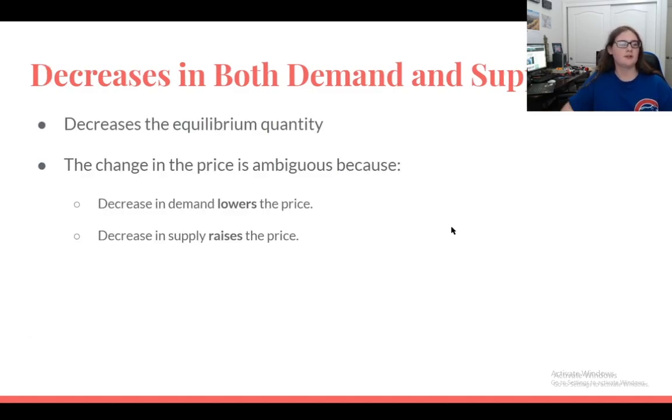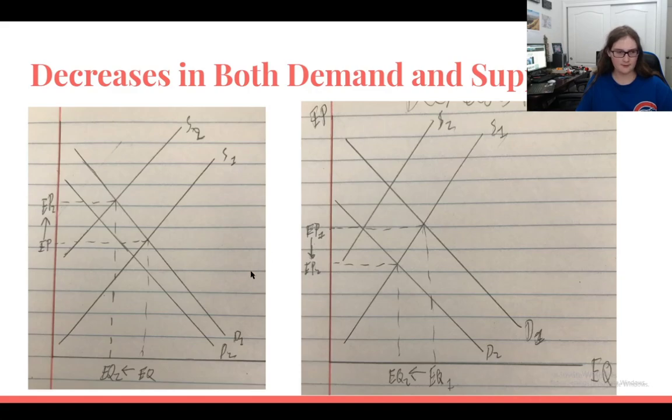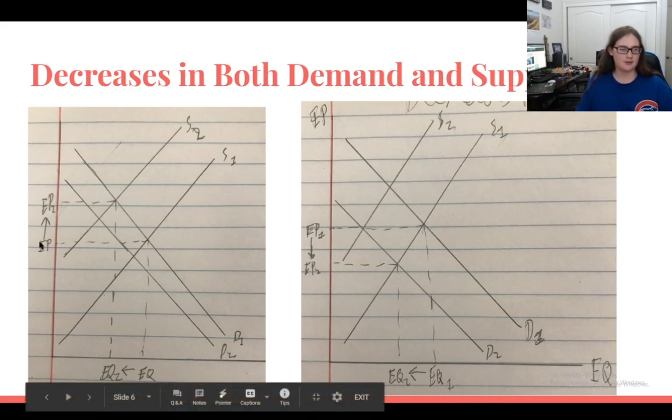Let's move on: decreases in both demand and supply. This always decreases the equilibrium quantity, just as the other one always increased the equilibrium quantity. But the change in price is also ambiguous, because the decrease in demand lowers price and the decrease in supply raises the price.